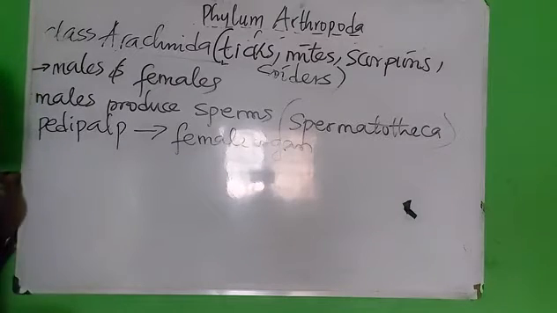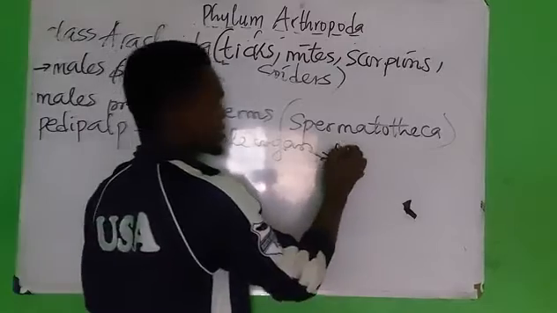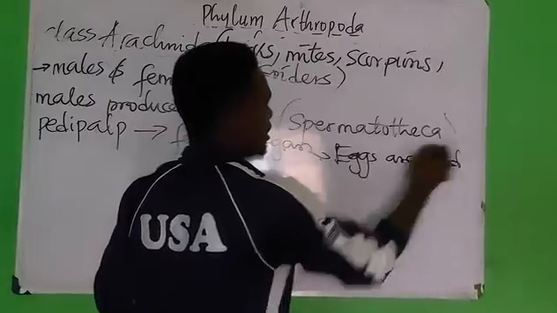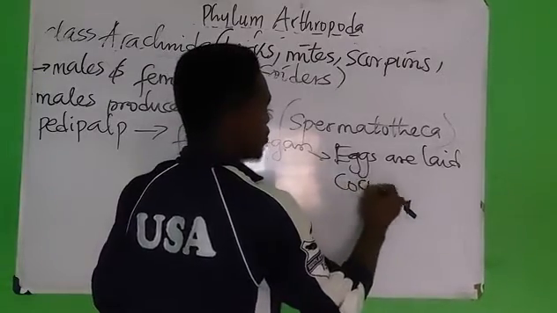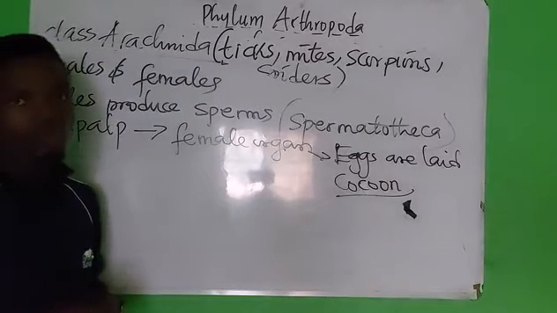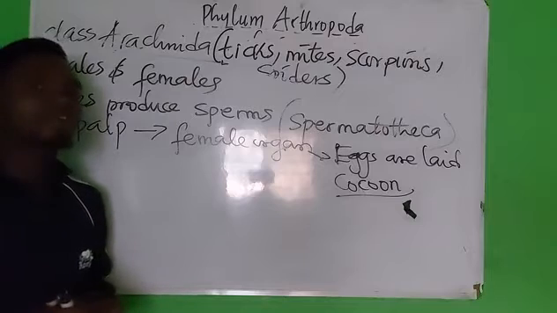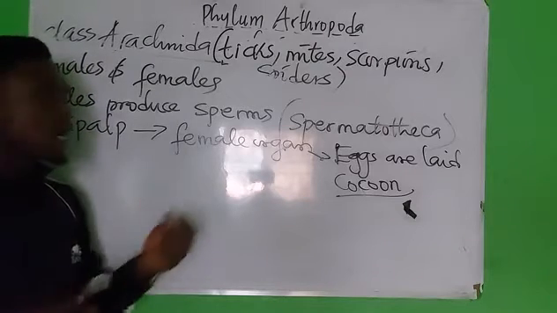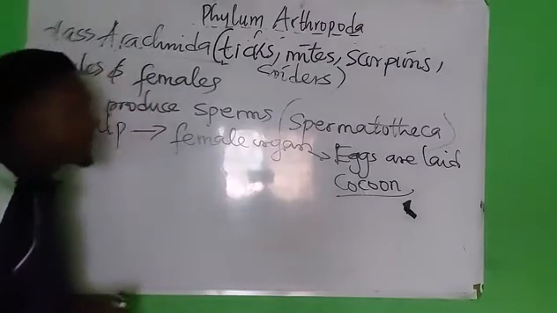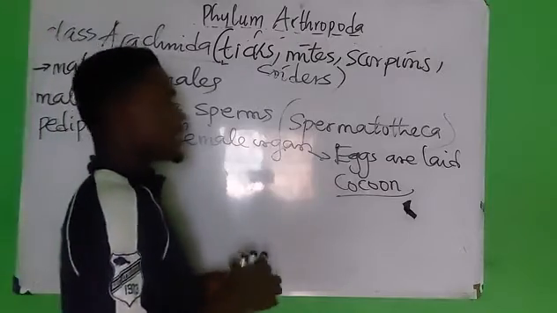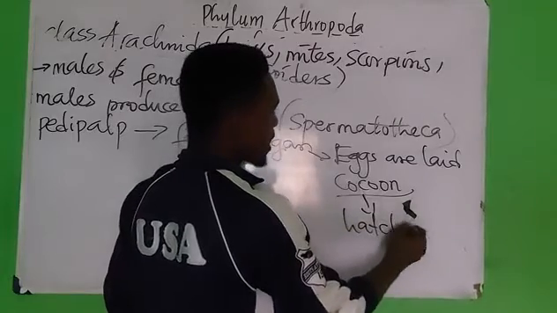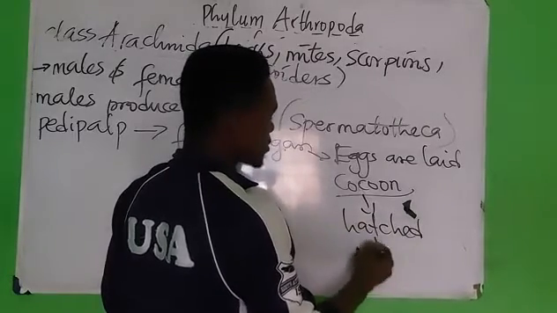As soon as it is deposited in the female opening, the eggs are laid in the cocoon. You know, the annelids, Lumbricus terrestris, also secrete a cocoon, alright? The cocoon is that region where the larvae are housed. And the cocoon is produced by the clitellum. Please take note of that. As soon as the eggs are laid in the cocoon, the young ones are hatched. As soon as they are hatched, they develop into adults directly.